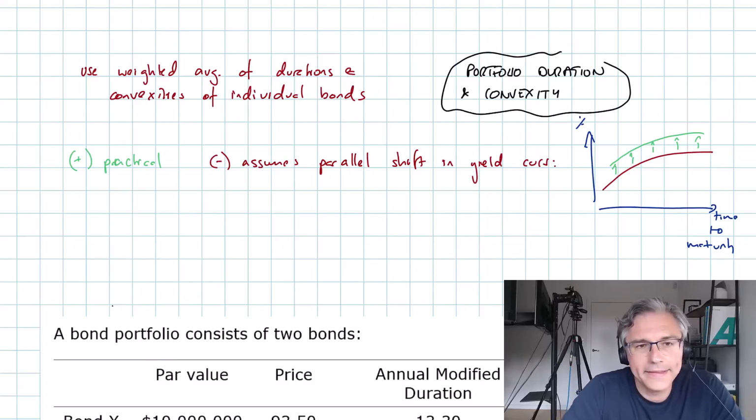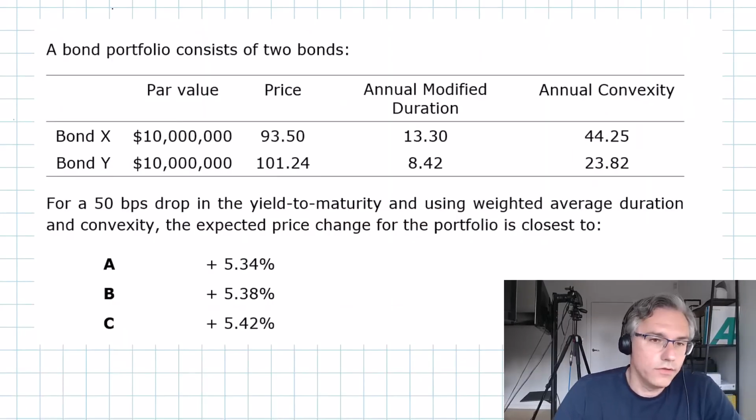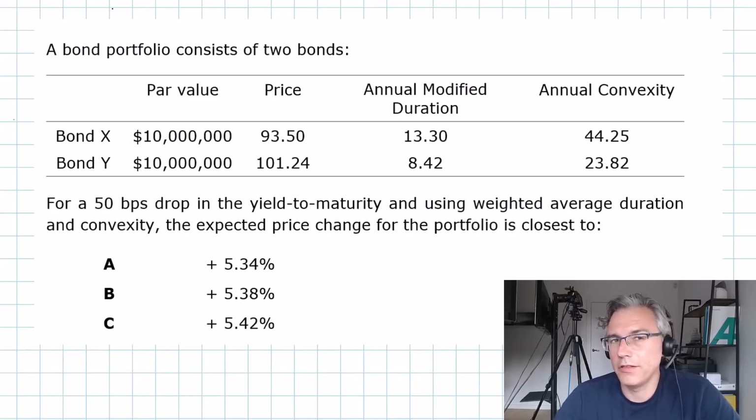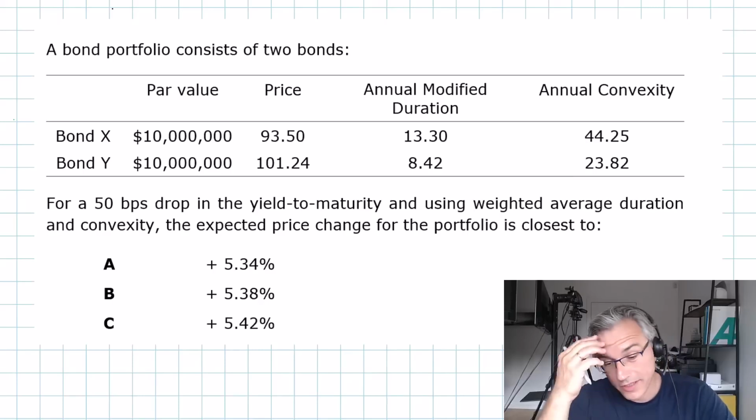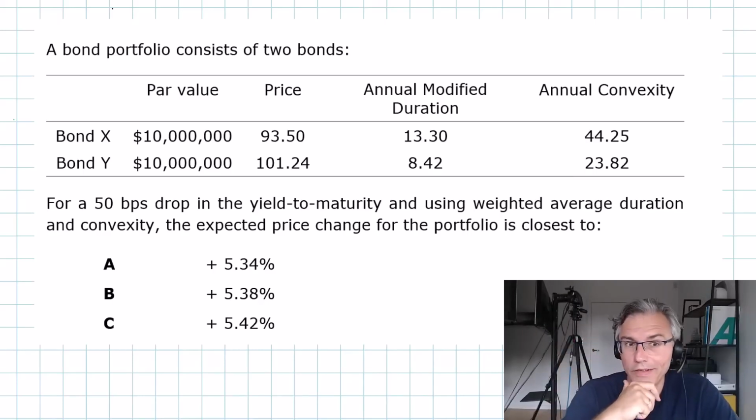So here's a question I created, very much inspired by what is in your book. I had a look at a couple of the questions and I kind of got the best out of them, I think. A bond portfolio consists of two bonds, bonds X and Y, with equal par value. So the amount of money in terms of par value invested is the same across the two bonds, but the bonds have two different prices, which will mean that their market values are not the same. And we have annual modified duration and annualized convexity for both bonds, so we don't need to calculate that individually for the bonds.